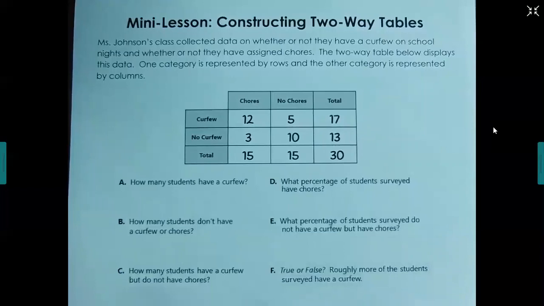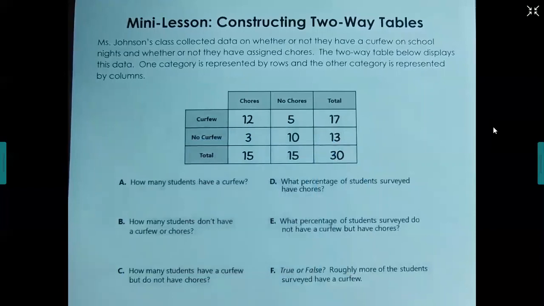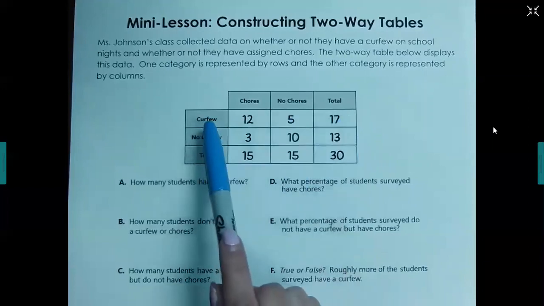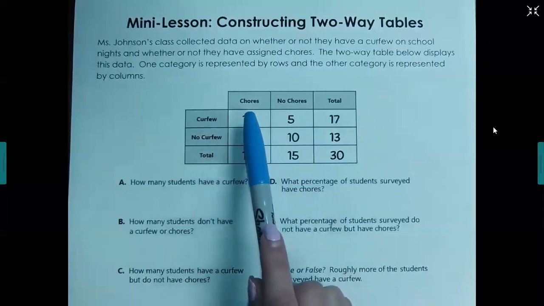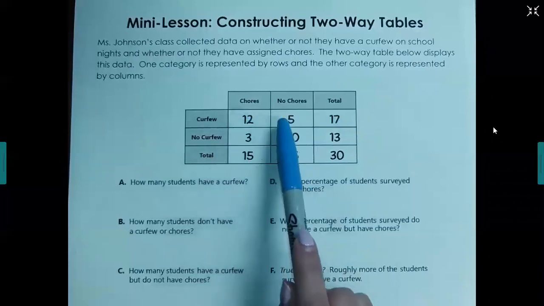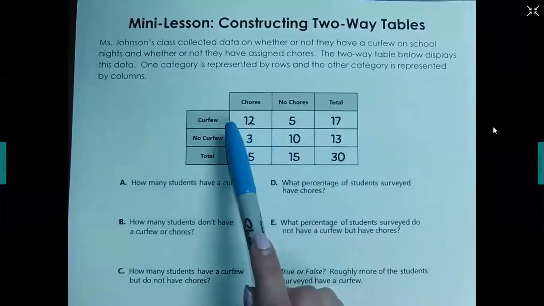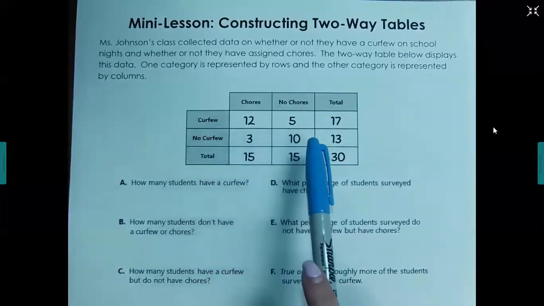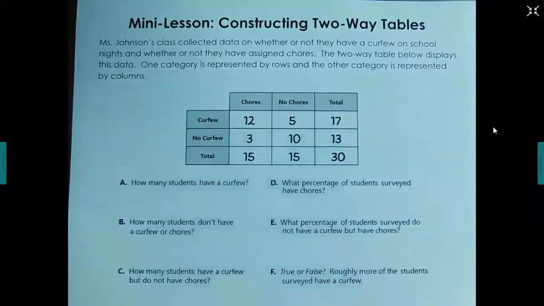For instance, one thing that we're looking at is, do students have a curfew or do they not have a curfew? So when you're reading this, you're going to look across, and this shows us the total. In Miss Johnson's class, there are 12 students that have a curfew and chores, and 5 students that have a curfew and no chores, and a total of 17 students that have a curfew. Same thing as we look at no curfew across. It's giving us information for each of the categories, but it's saying there's a total of 13 students with no curfew.